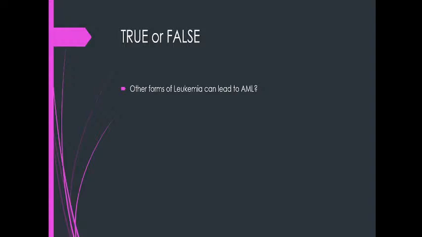I have a true or false question. Other forms of leukemia can lead to AML. True or false? True. Okay, paano pag tinanong kita ng why? Yung AML ko, pwede pong sa secondary condition. Alright. Okay, girl. I like that answer. It can arise from CML, okay, as a secondary condition. That is correct.